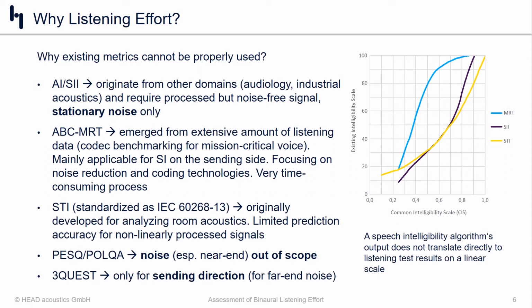Some of these metrics require that we separate the clean speech from the noise component. Some of them require that the noise is stationary only and don't really work with the dynamic nature of the environment that we are in. Some of them don't really apply and are designed for non-linear processed signals, which is pretty much the essence of a voice signal being transmitted today. And of course, some of the metrics that we know don't function in the presence of noise, full stop, or they aren't really suitable or designed for the near end or the receive side application.